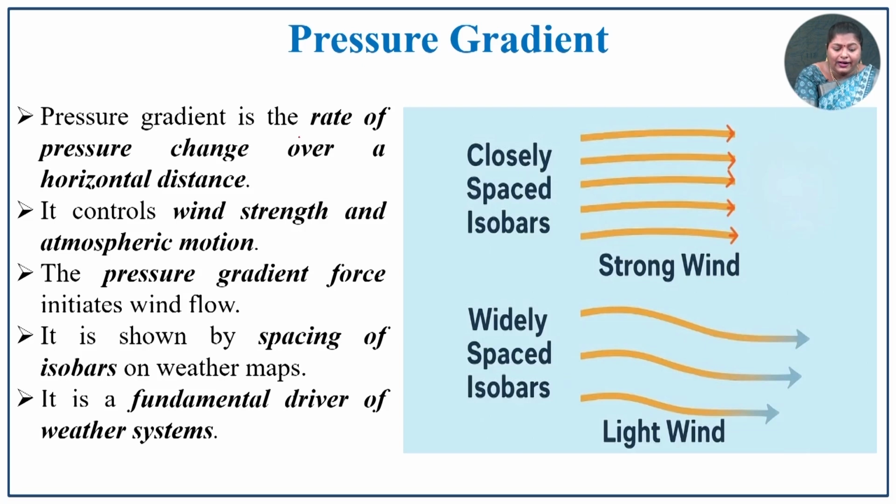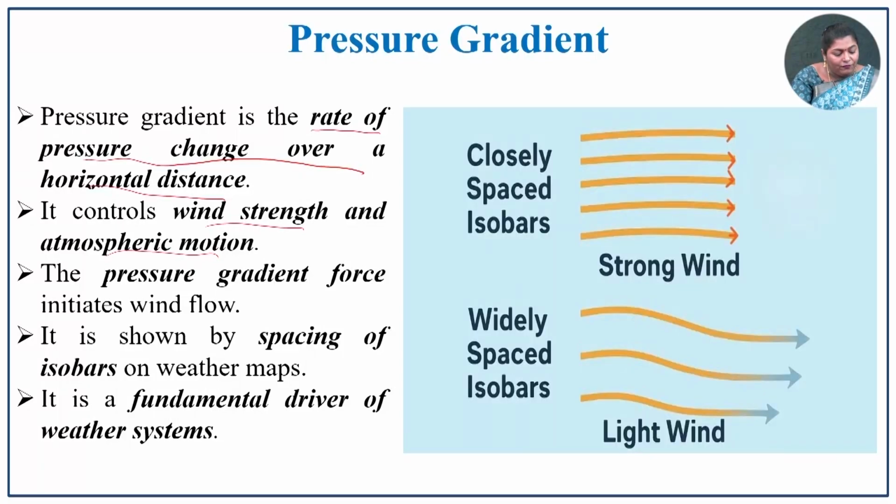Pressure gradient is the rate of pressure change over a horizontal distance. That is, the pressure is changing. If the distance is here, how far the gradient of pressure is there. So, that change in pressure is known as pressure gradient. It controls wind strength and atmospheric motion. The atmospheric circulation and wind strength are controlled by this pressure gradient.